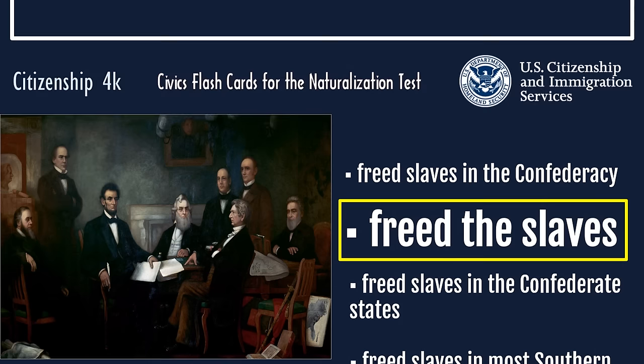The Federalist Papers supported the passage of the U.S. Constitution. Name one of the writers. John Jay.